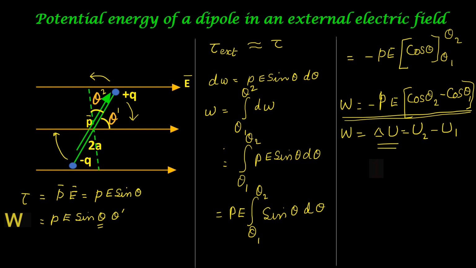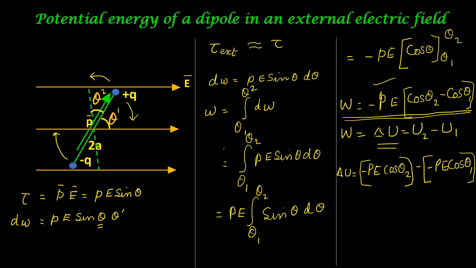In the above equation, substitute for W. Then the equation becomes delta U is equal to negative PE cos theta 2 minus negative PE cos theta 1. From this, you can easily understand negative PE cos theta 2 corresponds to U2 and negative PE cos theta 1 corresponds to U1. So, you can also give the expression for final energy and initial energy of the electric dipole in the external electric field. Such questions are also important for the examination.